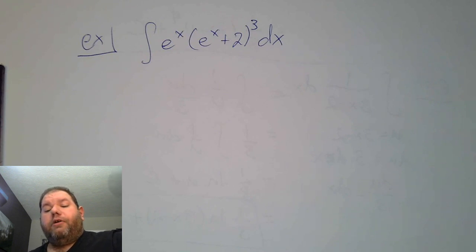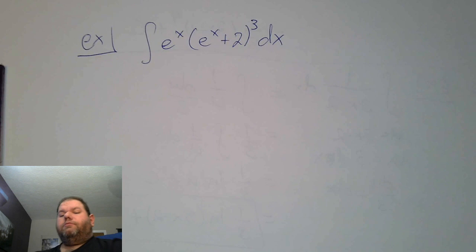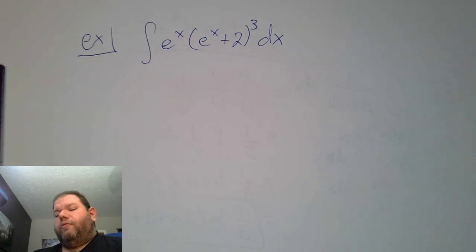So the integral of e to the x times, in parentheses, e to the x plus 2 to the third power dx. Now we have two different things going on here. When we look at this, we might say, well, we could multiply it out, and that's absolutely a strategy we could use, but again, it would take a lot of time to do that.